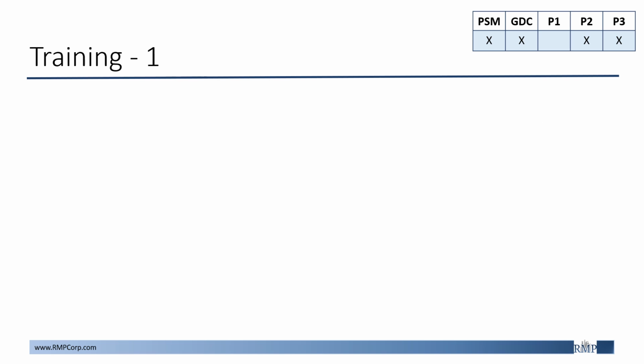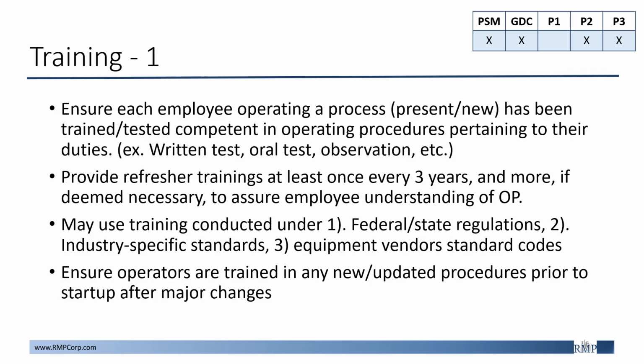Next up is training. It is essential to ensure that each employee operating a process, whether present or new, has been trained and tested competent in operating procedures pertaining to their duties, such as through a written test, oral test, observations, or any other methods that can prove their competency. Also, it is important to provide refresher training at least once every 3 years, and more if deemed necessary, to ensure employee understanding of the operating procedures.